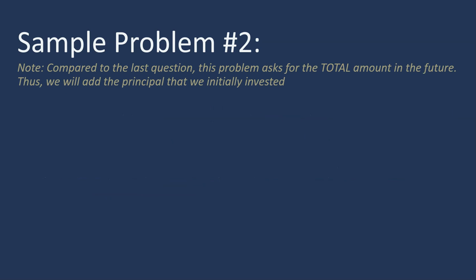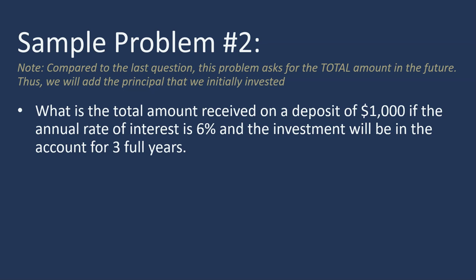So let's look at a second problem. Now in this one, we're going to ask for the total amount in the future. So we're going to add the principal that we initially invested. What is the total amount received on a deposit of $1,000? The annual rate of interest is 6%, and the investment will be in the account for 3 full years. Again, if you want to pause the video while you solve this.